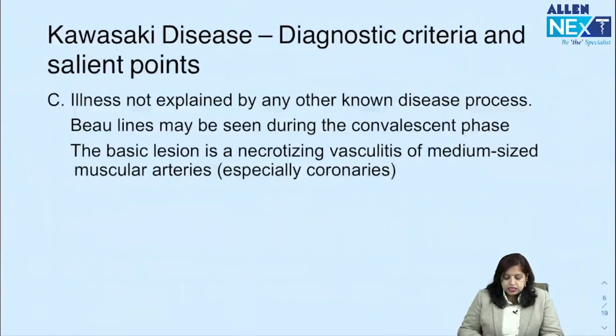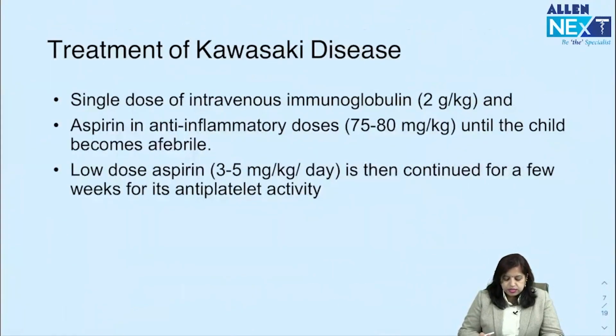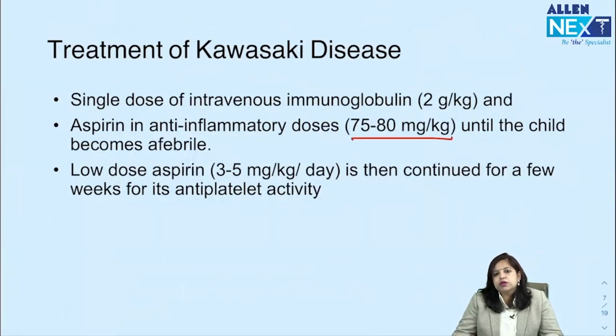Okay, then next is treatment, which we have already done. As I was telling you, aspirin is initially given at the dose of 75 to 80 mg per kg till the child becomes afebrile. And then, of course, low dose aspirin is continued for a few weeks for its antiplatelet activity. And as we already know, in Kawasaki we get to see thrombocytosis. Now, I would tell you something which is just out of the box. Thrombocytopenia is also seen in Kawasaki disease. However, thrombocytosis is the classic manifestation.